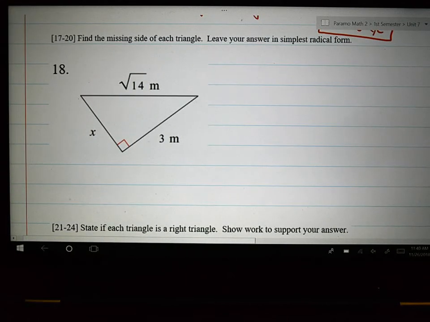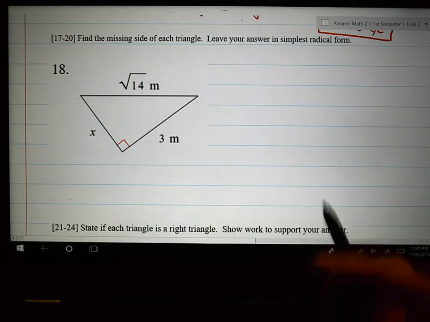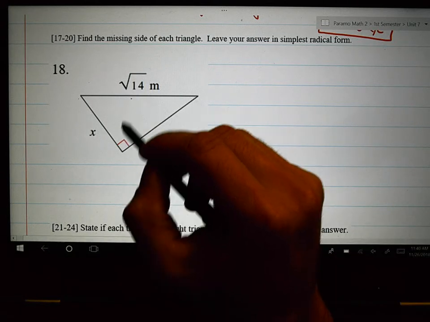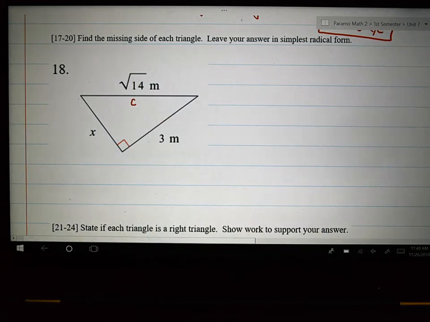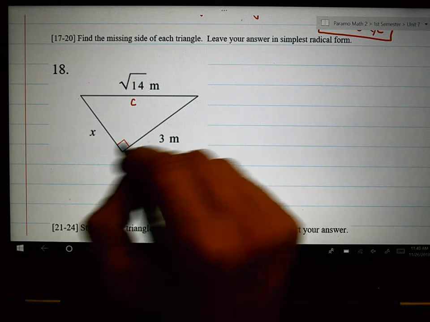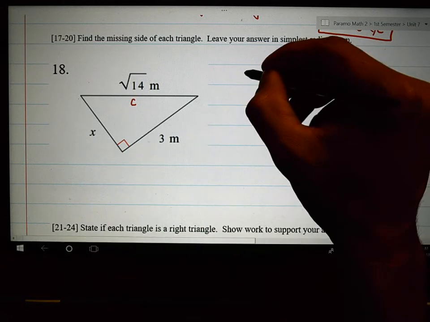Number 18, find the missing side. They don't tell you which one is A and which one is B and which one is C in this one. But you're supposed to know the longest side is always the C. The hypotenuse is always across from the 90-degree angle symbol. It doesn't matter which one is A and which one is B. You can switch those up.